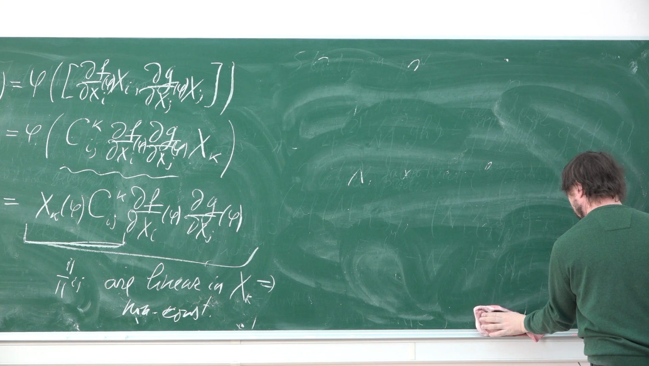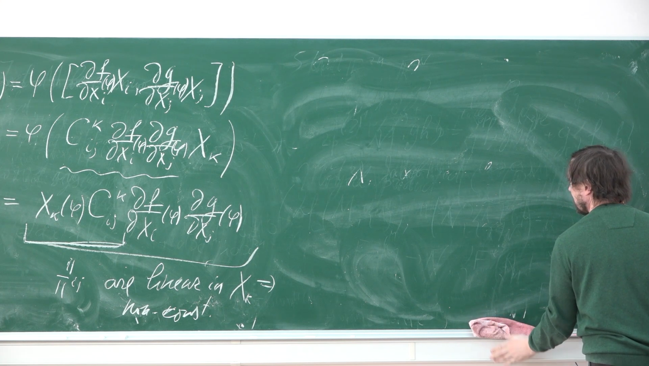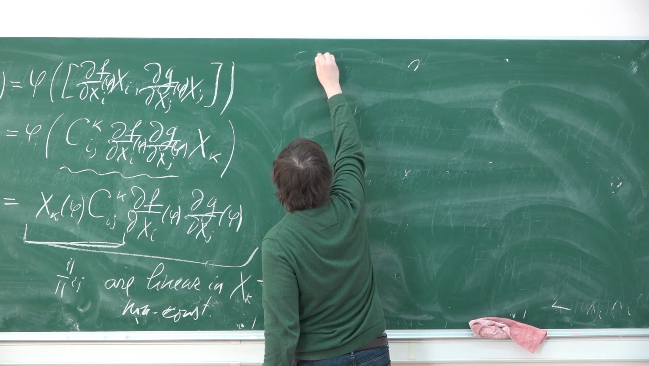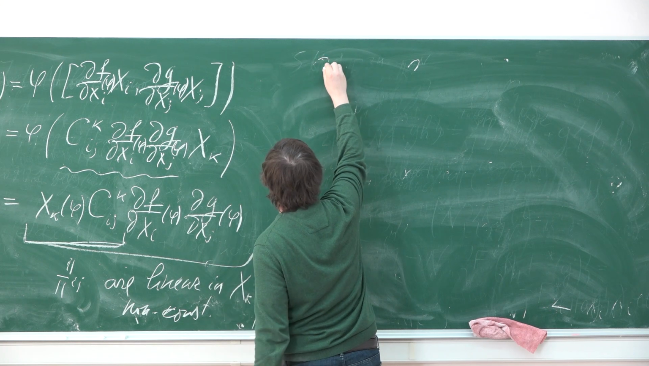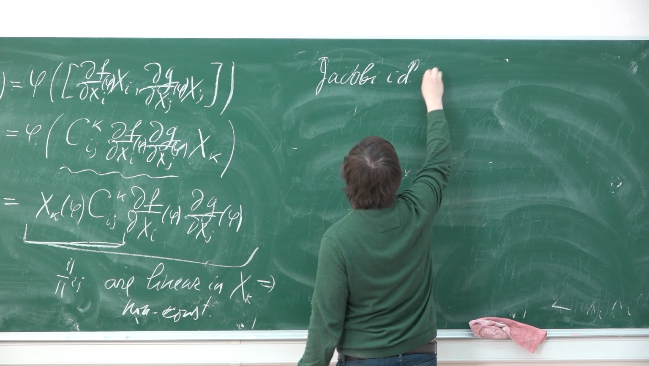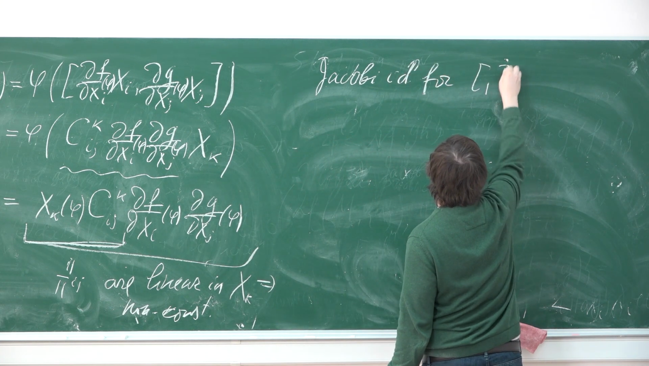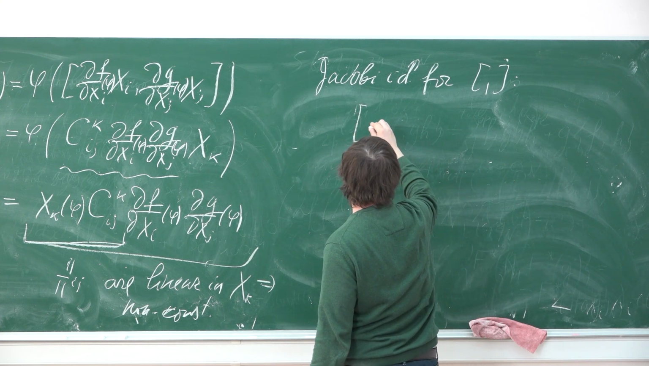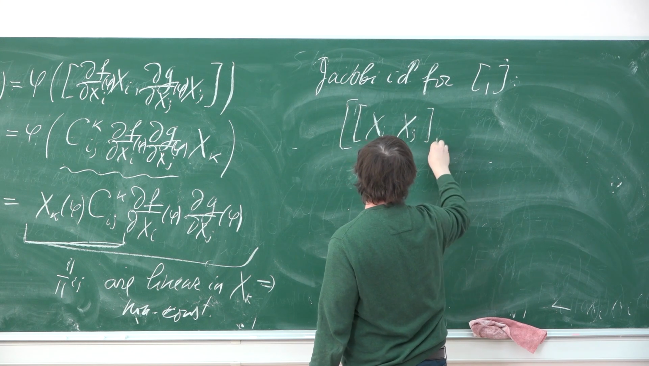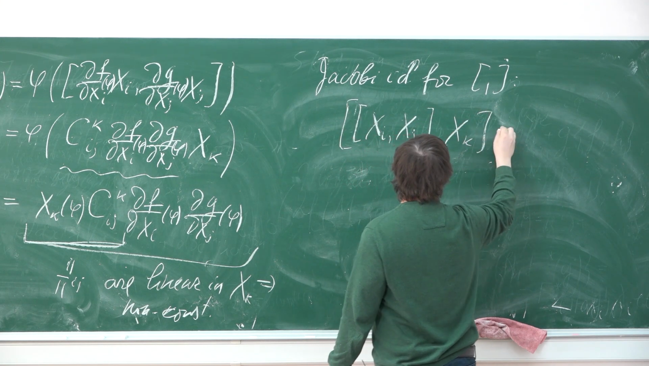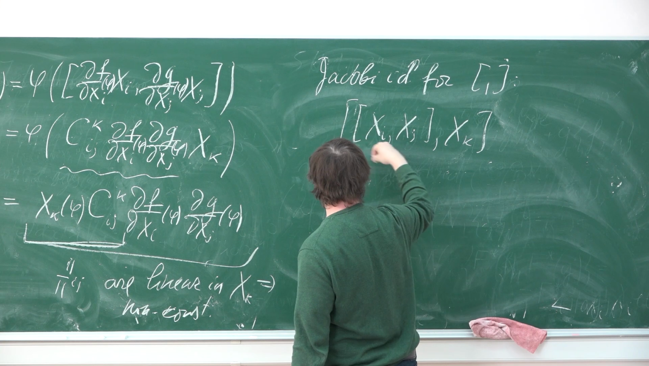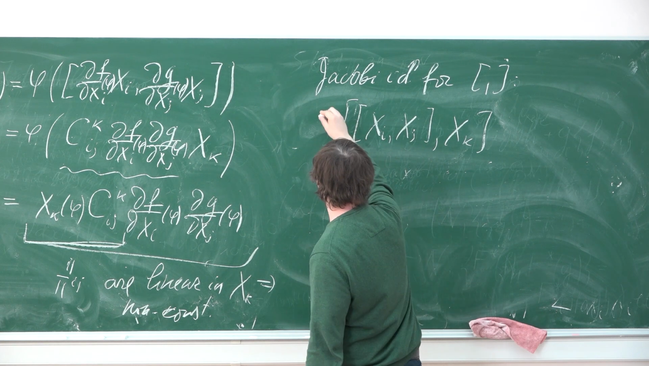And to this end, we just do the following thing. First, sorry, not Leibniz rule, verify the Jacobi identity. First, we write down the Jacobi identity for the Lie bracket. As you see, it means the following. You take x_i, x_j, and commute the commutator with x_k, and then sum this up over the cyclic permutations of i, j, and k.